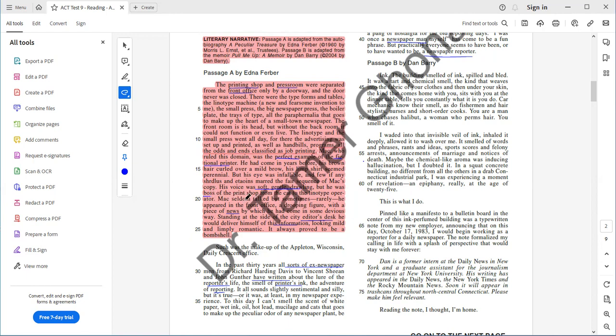From the cad to the linotype operator, Mac seldom talked. Sometimes rarely he appeared in the front office, all his time in the printing mess, a drooping figure with a piece of news which he had come by in some devious way. Standing at the side of the city editor's desk, he would deliver himself of this information, looking mild and limply romantic. But he wasn't that, because it was proved to be a bombshell.